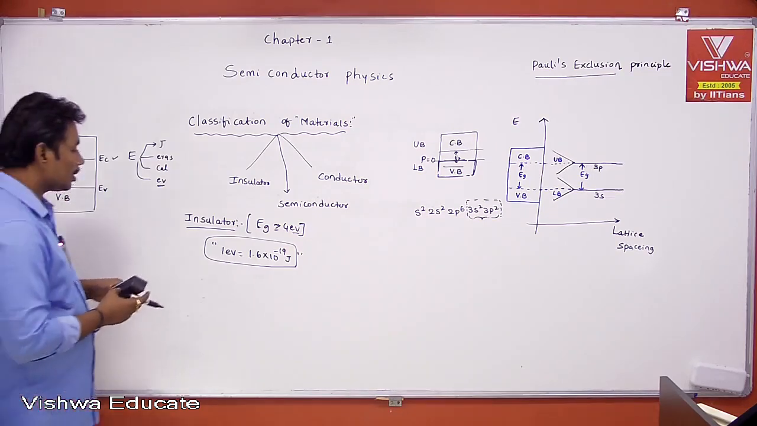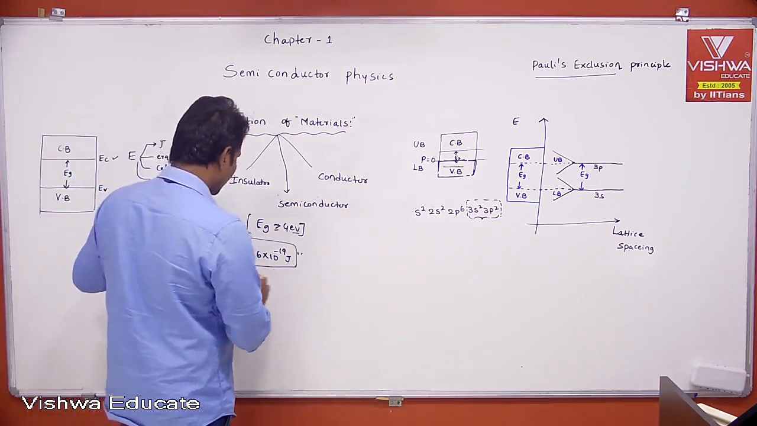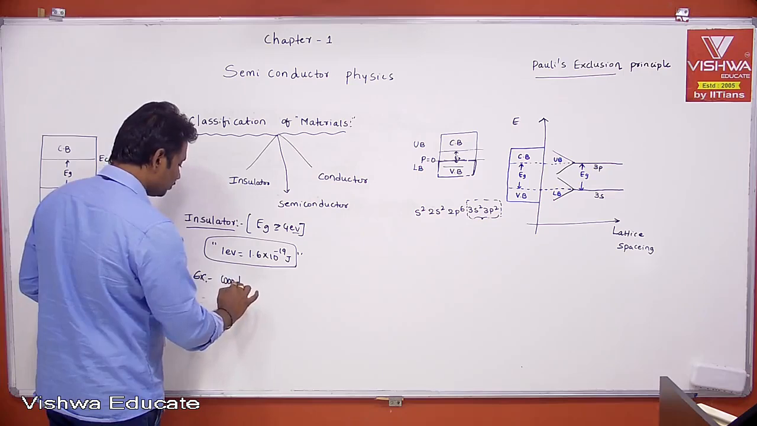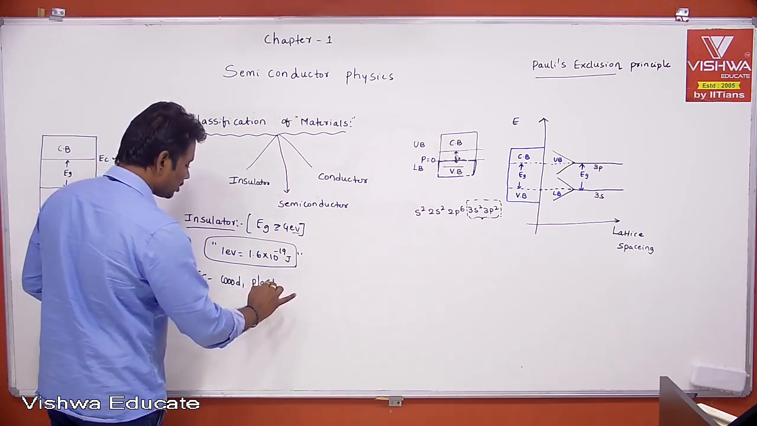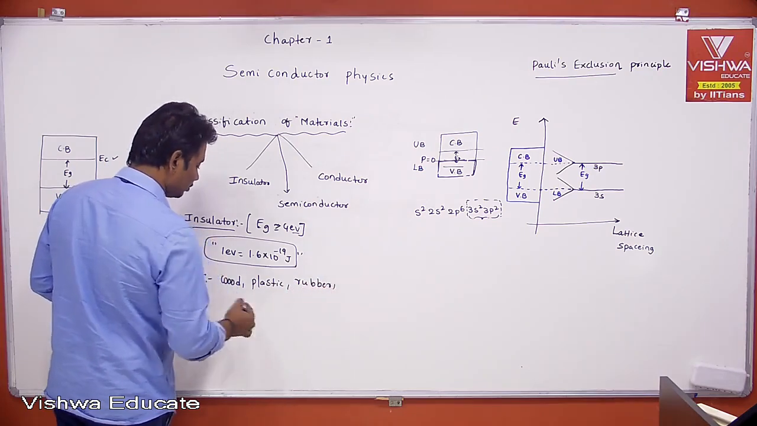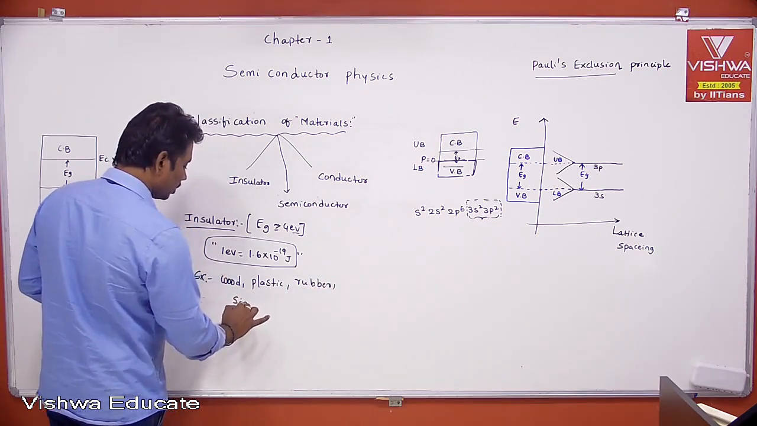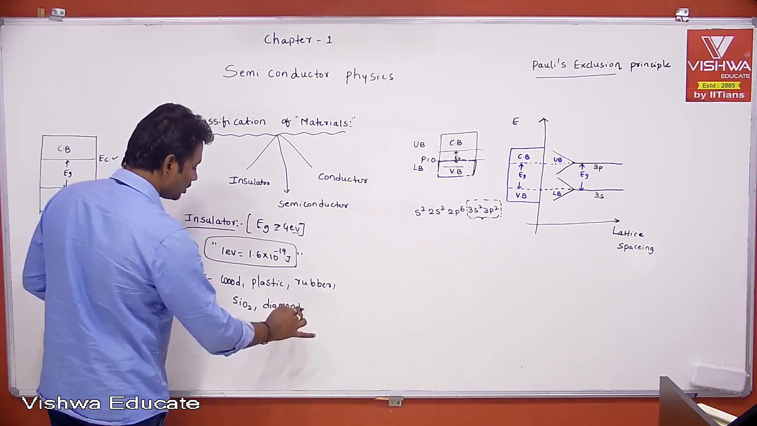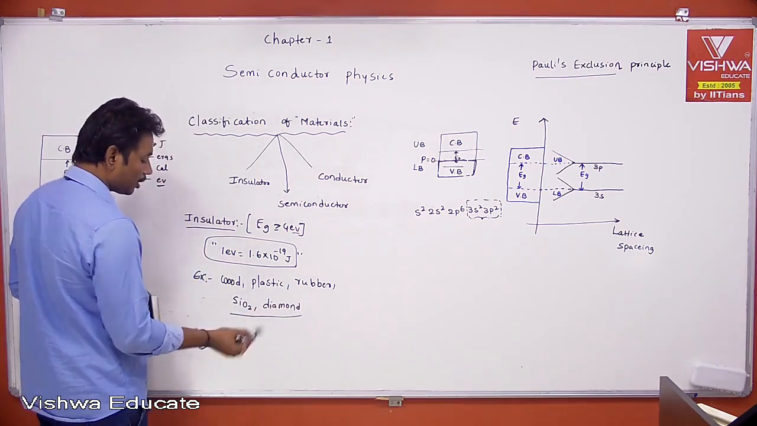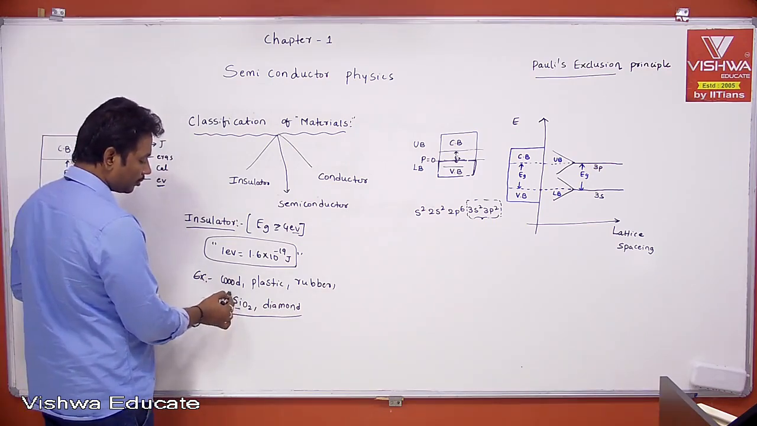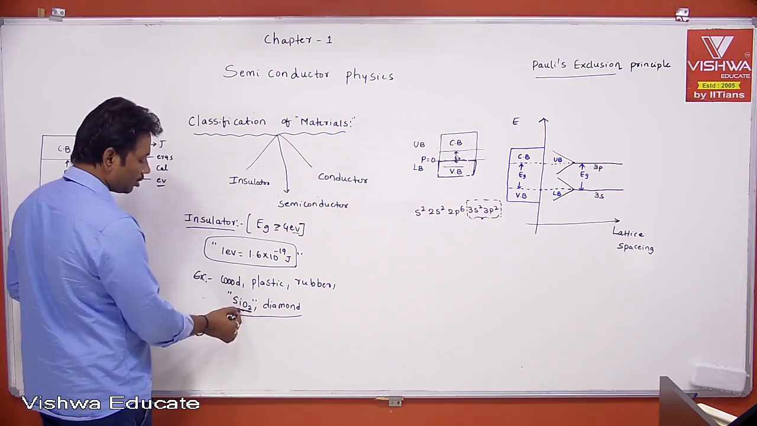Now, what are the examples of insulators? The examples are wood, plastic, rubber, silicon oxide, and the costliest insulator, diamond. In our electronics, the useful insulator is silicon oxide. Very, very important one.